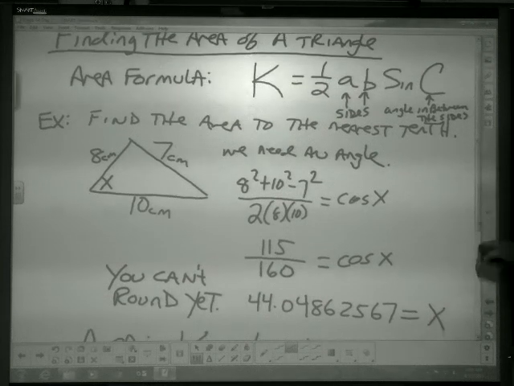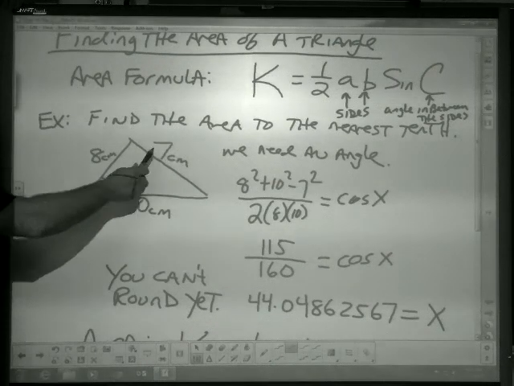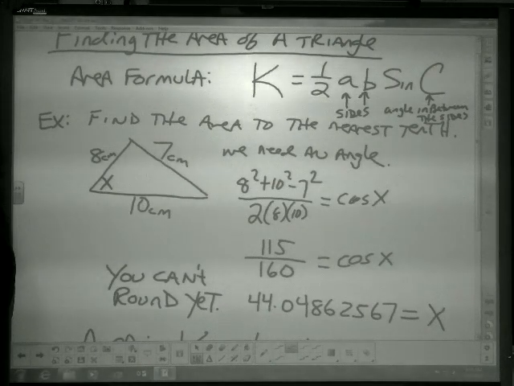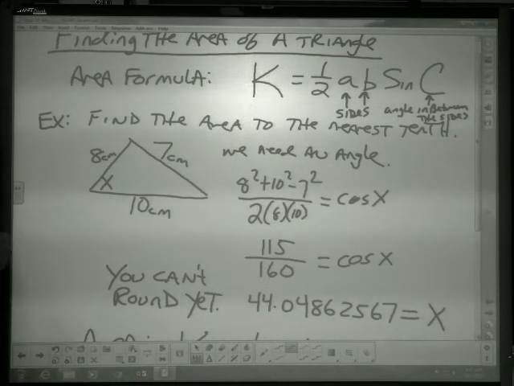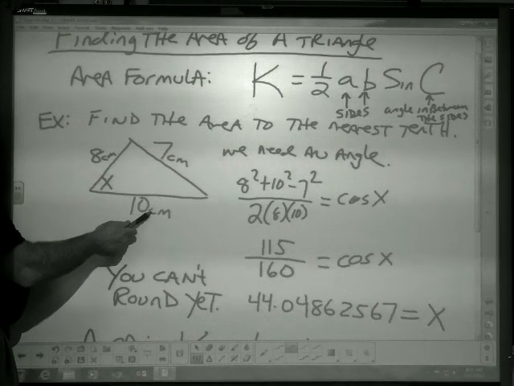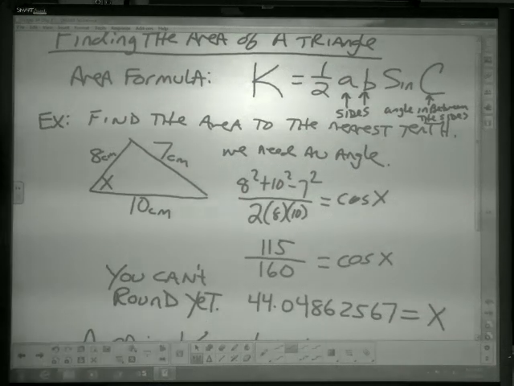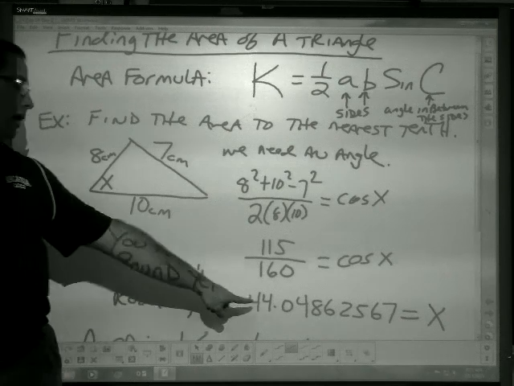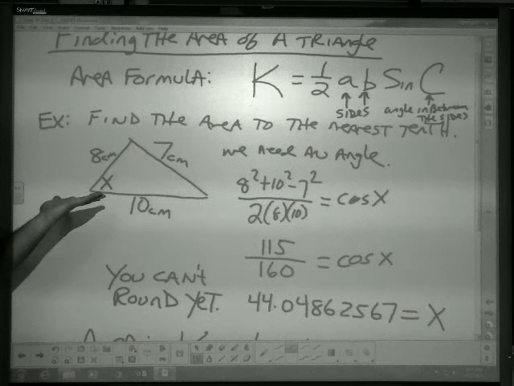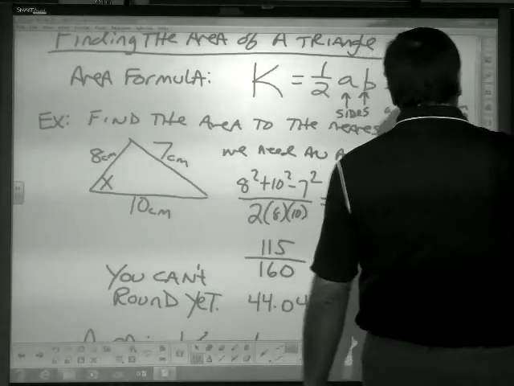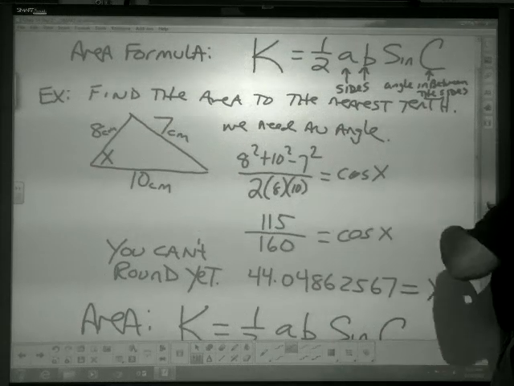So let's take a look at this one. Find the area. They give me 3 sides. I first need to find the angle, so I have to do what I did just a minute ago. So I go through 8 squared plus 10 squared minus 7 squared over 2 times 8 times 10, and I get an angle. I cannot round yet. If they give me the angle, then I can find the area, but sometimes you have to find the angle first. I cannot round yet. I have to do full calculator display.